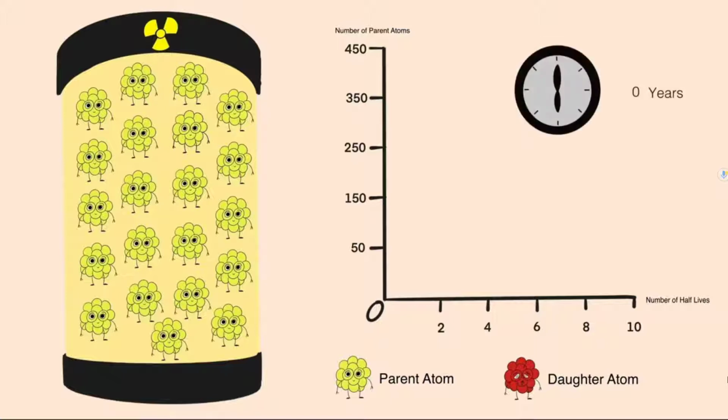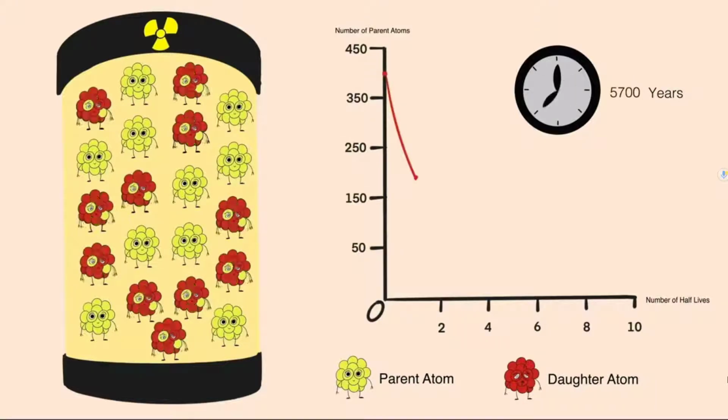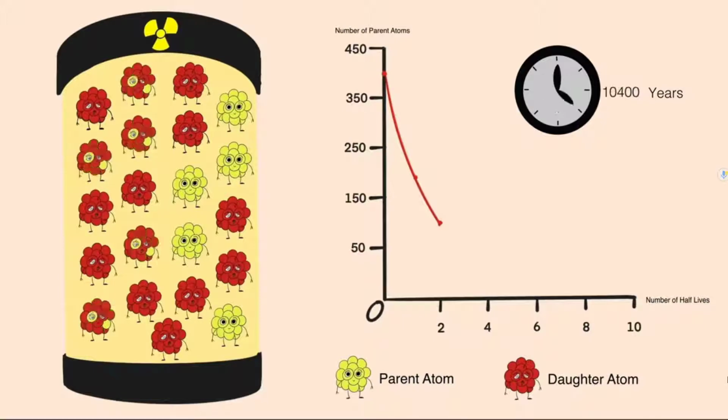But as time progresses, nuclei start to decay at random until, at one half-life, 5,700 years, half of the nuclei have decayed and are now stable. As time carries on, nuclei carry on decaying, but it's happening less often until after 2 half-lives, the number of unstable nuclei have halved again, leaving only 25% of the original unstable nuclei remaining.